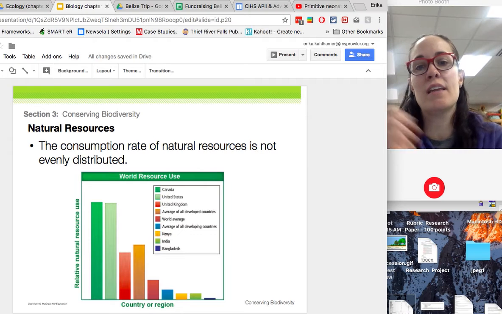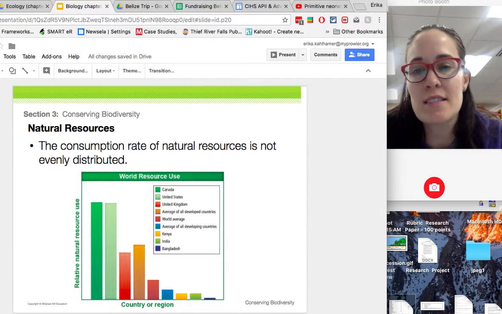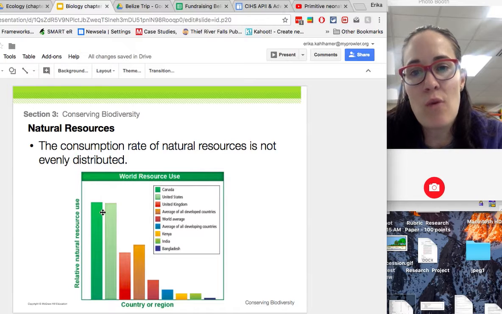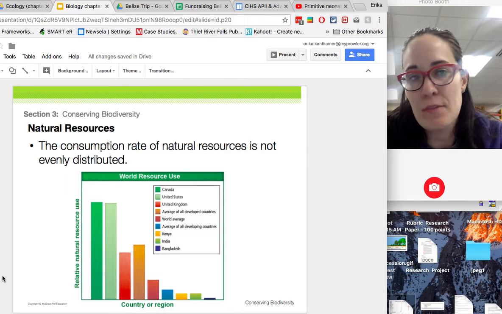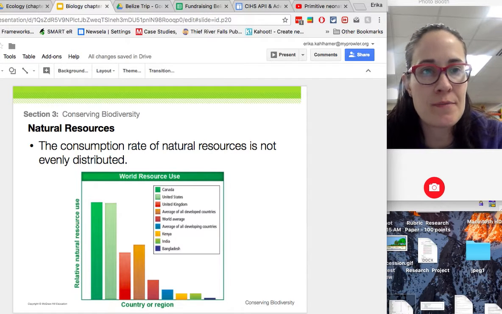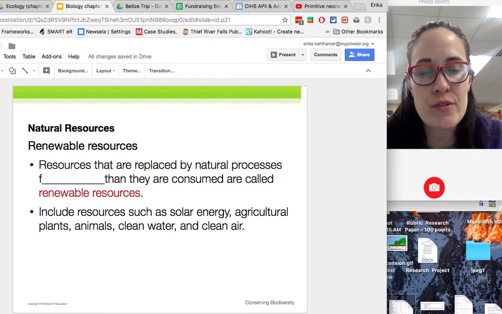And this shows again the average consumption rate of natural resources and how it's not evenly distributed. You can see that United States and Canada use way more compared to Bangladesh, India, Kenya, all those countries. So there is not a balance to the amount of resources that we use.